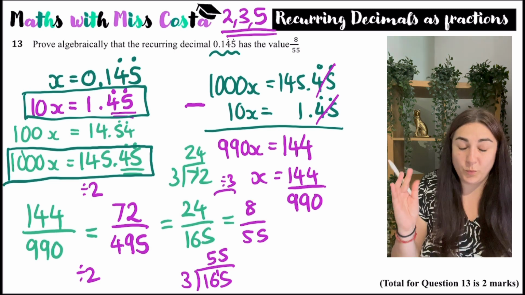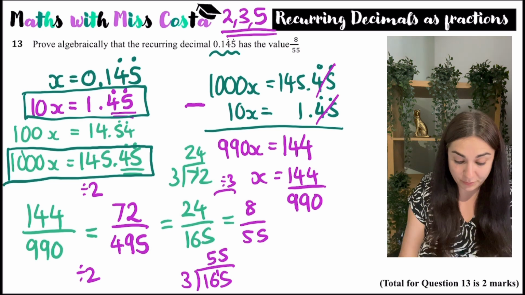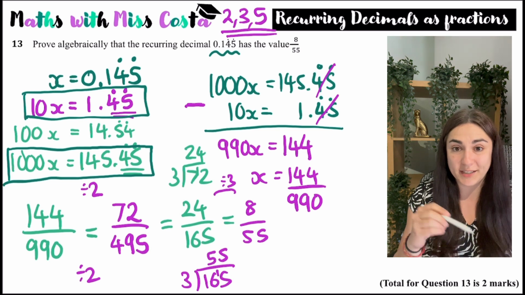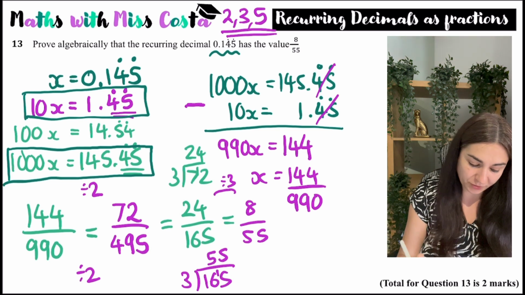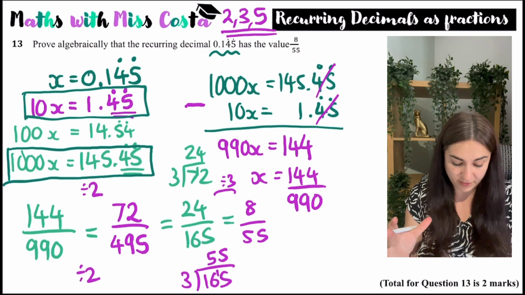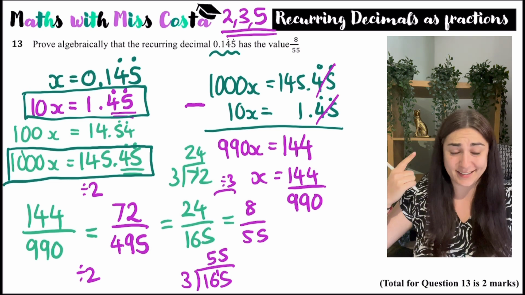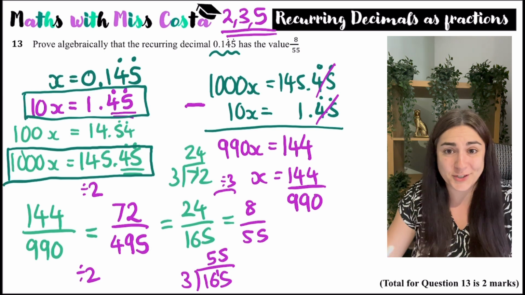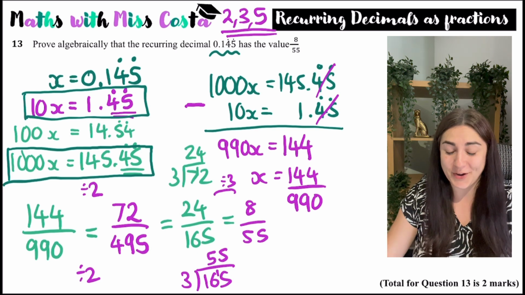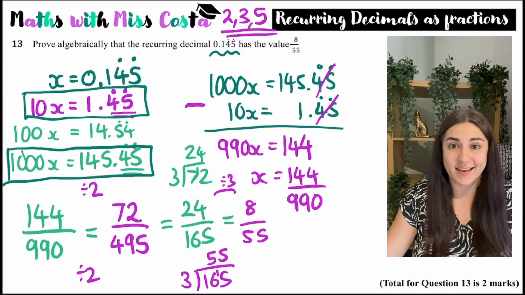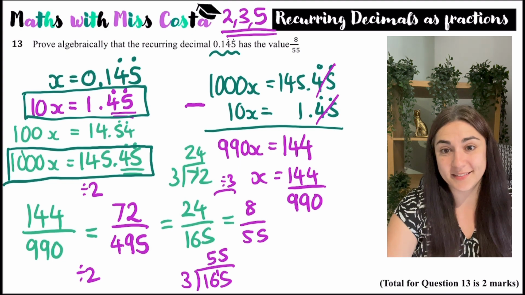Okay, so when you have a question like this, you need to prove it algebraically. So you do all the algebra stuff, but then you also have to show how it simplifies. It's not good enough to just say 144 over 990 equals this. You need to show the process of simplification, at least like simplify it once. And you also need to show what you simplified it by. So just take your time and double check everything and use the bus stop method to help you.